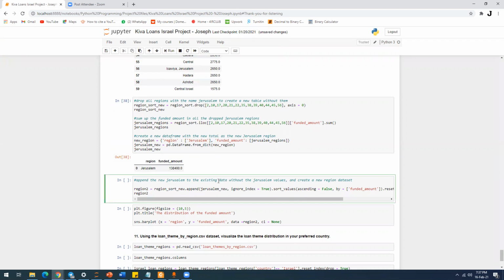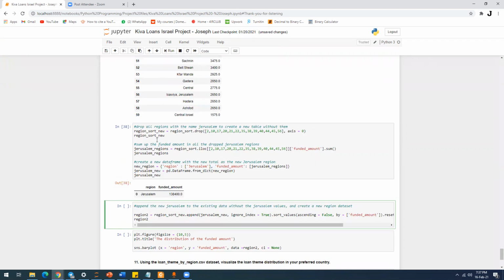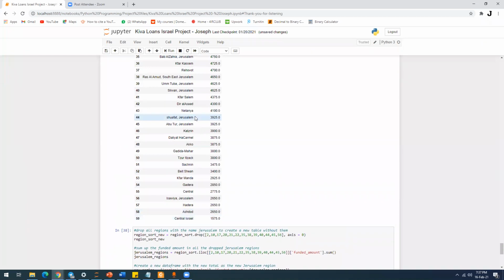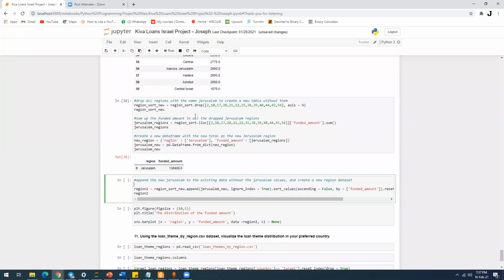So from that, append the new Jerusalem to the existing data without the Jerusalem values, and create a new region dataset. Remember, when we dropped the regions with the name Jerusalem to create a new table without them, we removed every Jerusalem entry. At the end of the day, we need the Jerusalem data, so we have to add it back to the table. And that is why I say append the new Jerusalem to the existing data without the Jerusalem value, and create a new region dataset.